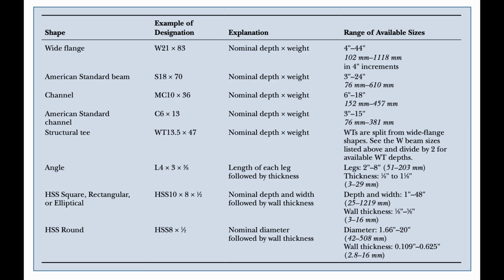So moving on to the nomenclature for what we call wide flange shapes, those begin with the W for the word wide. And so, for example, a W12x26 is a wide flange shape that's 12 inches deep and it weighs 26 pounds per foot of length.